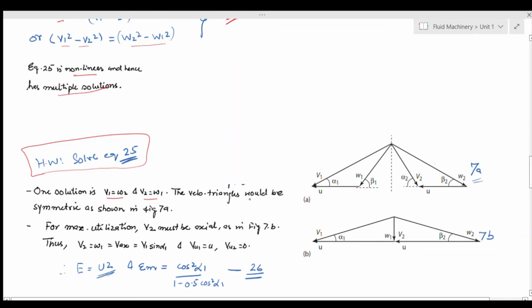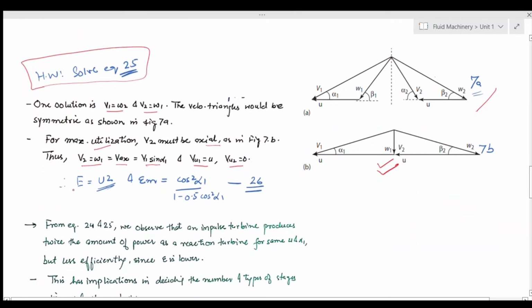This is one of the solutions, and for this case the velocity triangle would be symmetric as shown in figure 7a. Now we know that for maximum utilization V2 must be axial as shown in figure 7b, and this gives that V2 equals to W1, which is equal to V axial, which is equal to V1 sin alpha 1. From this we would get that Vu1 is U and Vu2 is equal to 0, and from there we would get that energy would be equal to U square, and maximum utilization would be equal to cos square alpha 1 divided by 1 minus 0.5 cos square alpha 1. This is equation 26.